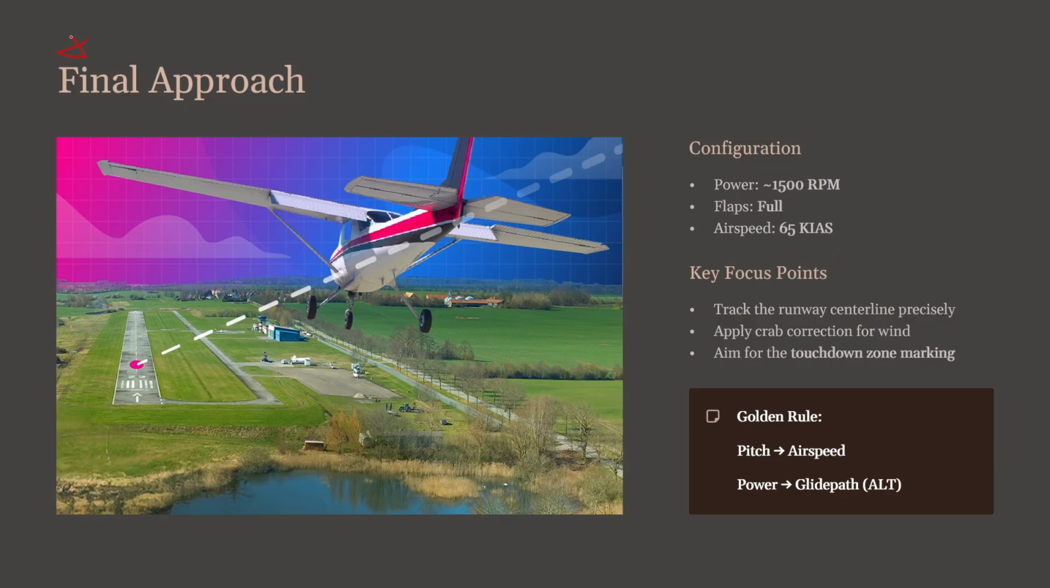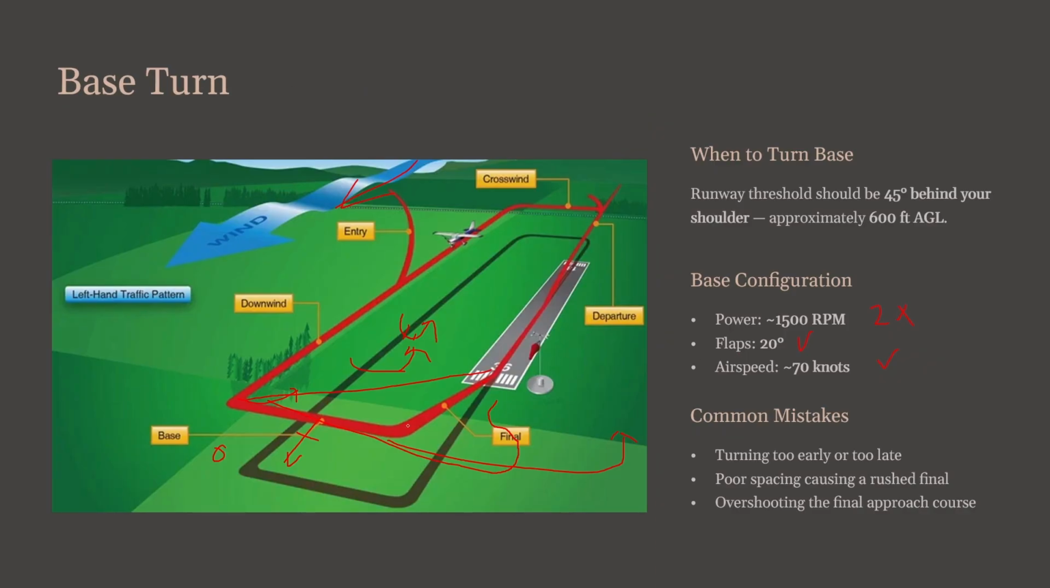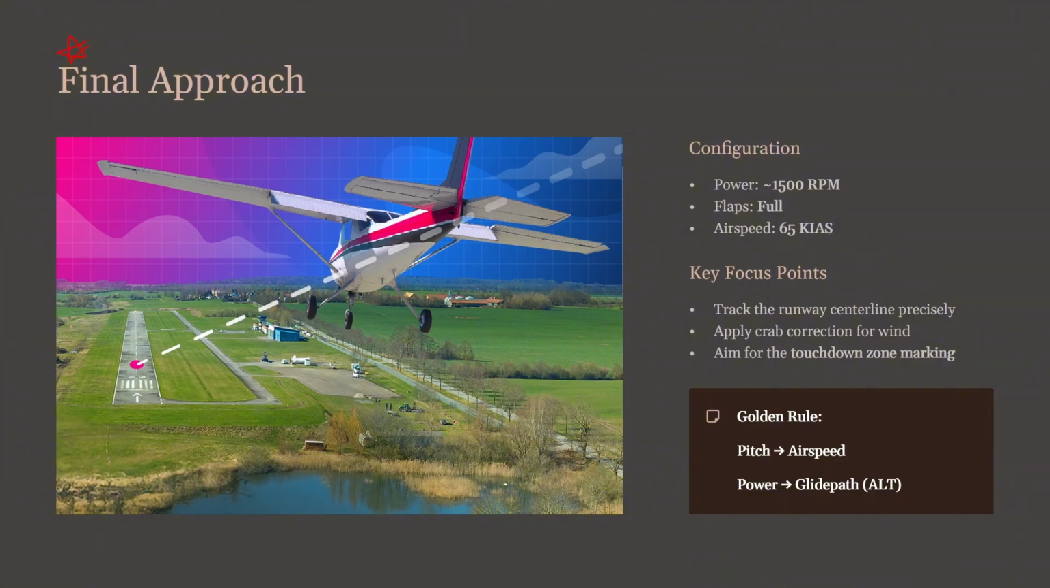Now we are on final. As you turn onto the final, maintain the same general power setting, for example, around 1500 RPM, and extend the full flaps and adjust your descent pitch attitude to slow the airplane to approximately 65 knots. Because the flaps are fully extended, the airplane will naturally pitch slightly lower during the descent, which is the lowest one, actually.